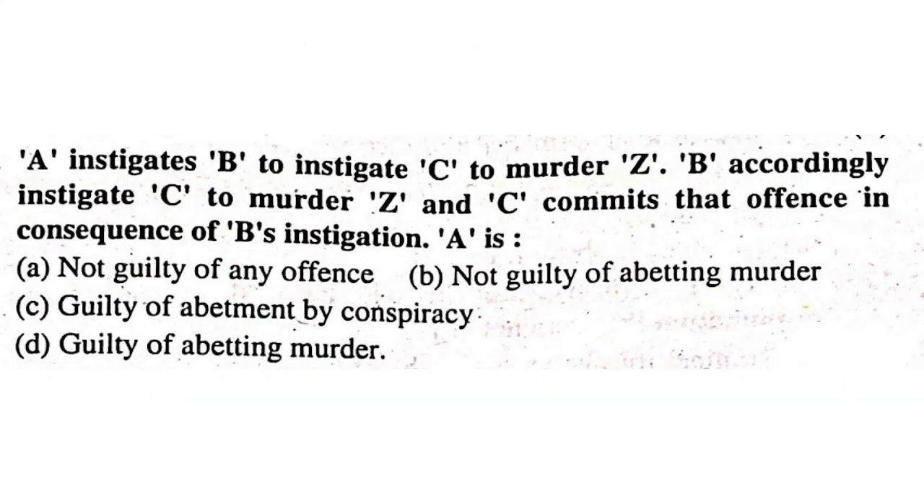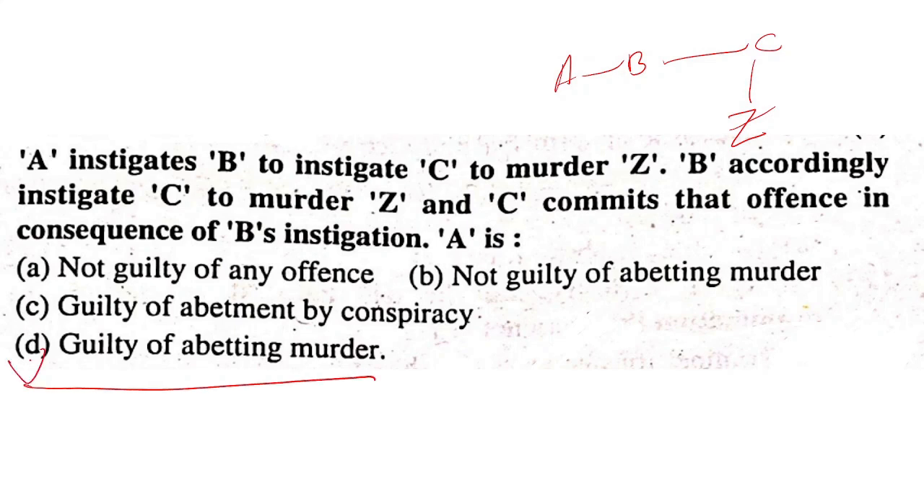A instigates B to instigate C to murder Z. B accordingly instigates C to murder Z, and C commits that offense in consequence of B's instigation. A is not guilty of any offense, not guilty of abetting murder, guilty of abetment by conspiracy, or guilty of abetting murder. It should be guilty of abetting murder because he was the first person to abet B, then B abetted C to murder Z. So A is guilty of abetting murder.